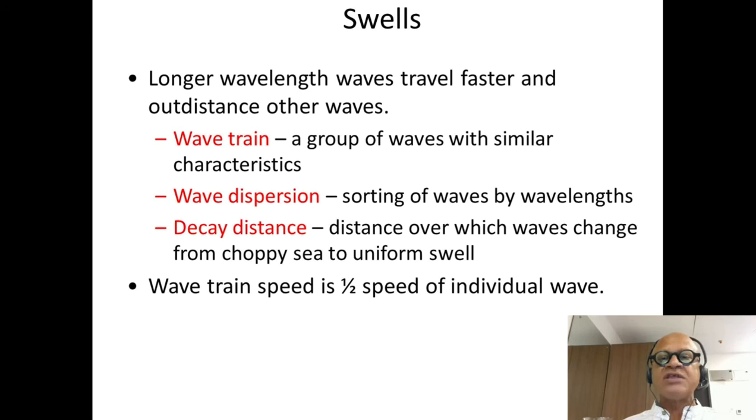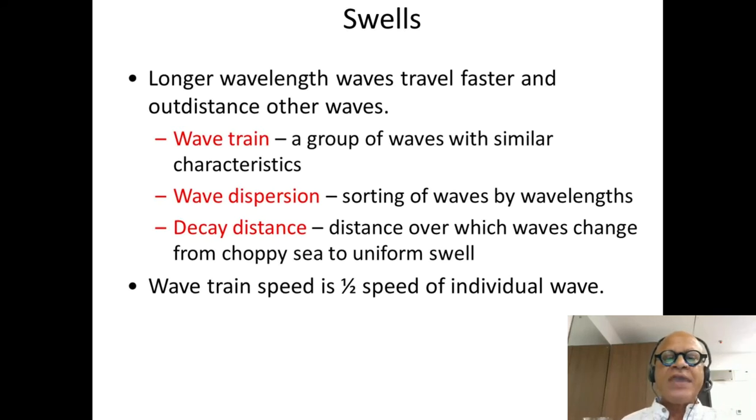Swells are these long wavelength waves, so they travel faster and they outdistance the other shorter, slower waves. They form nice wave trains, so they are groups of waves that are traveling together. Constantly waves are being generated by the storm in the sea, and waves are constantly emanating. Swell is constantly outpacing and forming these groups of waves or wave trains, and waves disperse, which basically means different wavelengths get sorted out, and the longer wavelength, faster waves move ahead, and there is a decay distance associated with the waveforms. It's basically the distance over which waves change from the choppy sea near where the storm is to this nicely sorted out swell, which is like a bobbing nice ducky that we saw.